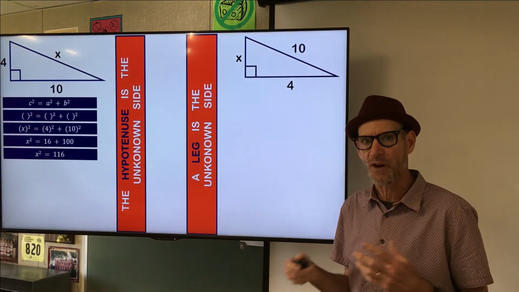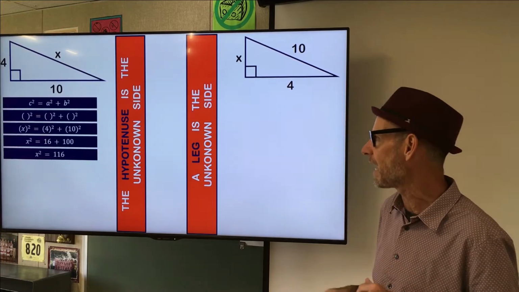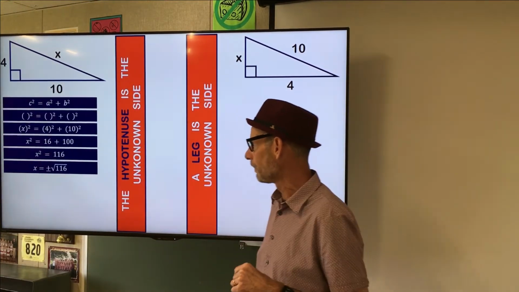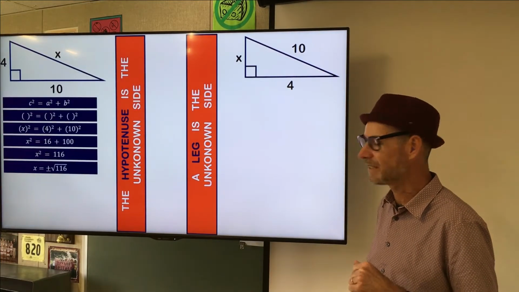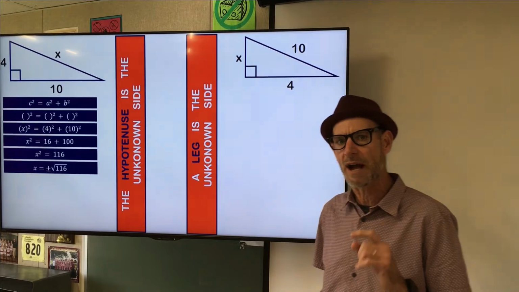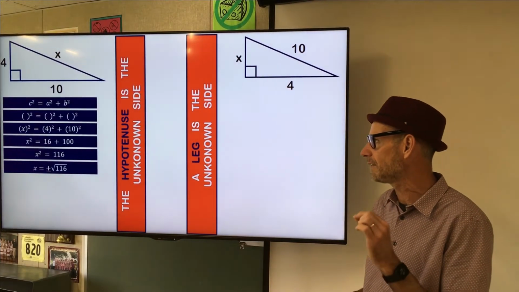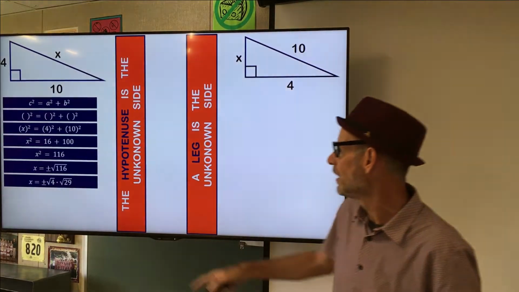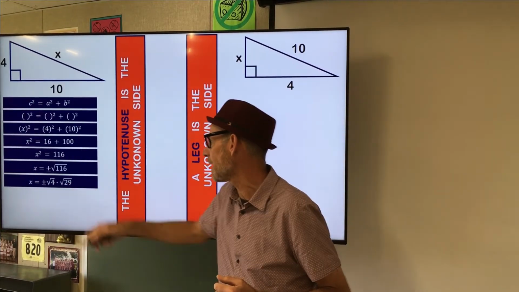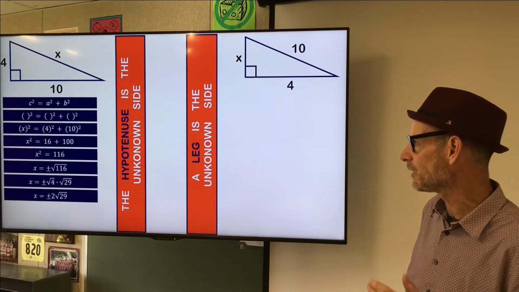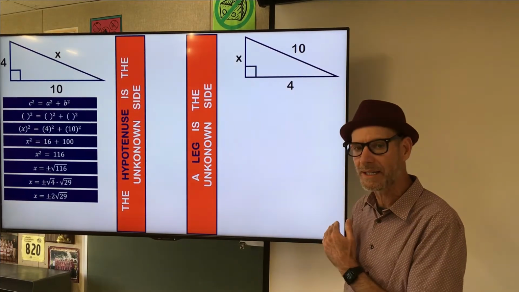Now in order to solve for x, I need to take the square root of both sides of the equation. And when I do that, I get x equals plus or minus the square root of 116. Now I need to simplify that square root. So I need to figure out what perfect square goes into 116. And the answer to that question is 4. So 116 is 4 times 29. And as I simplify that, I get x equals plus or minus 2 root 29.